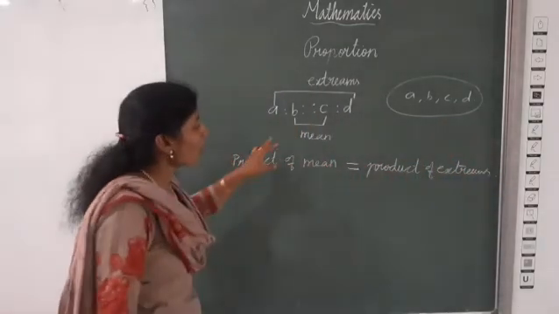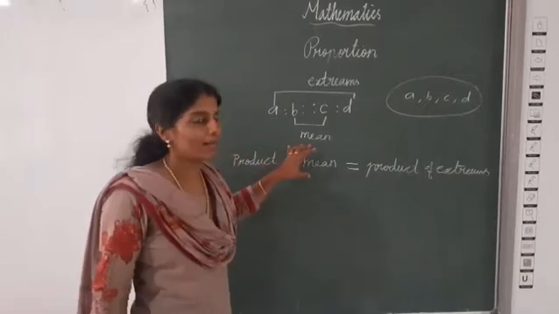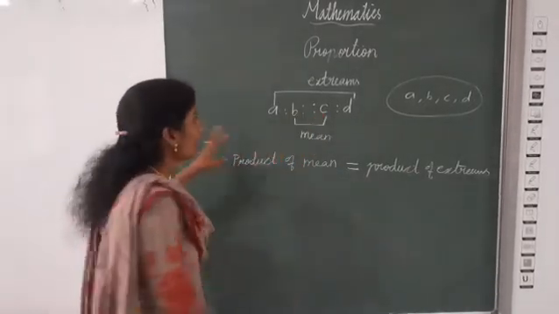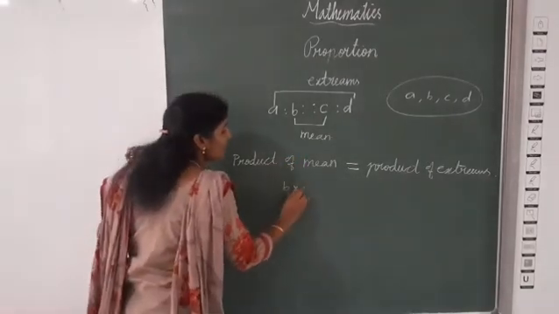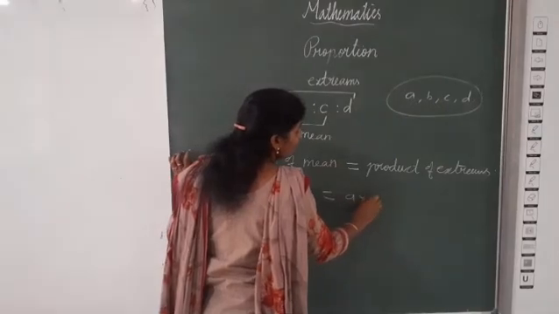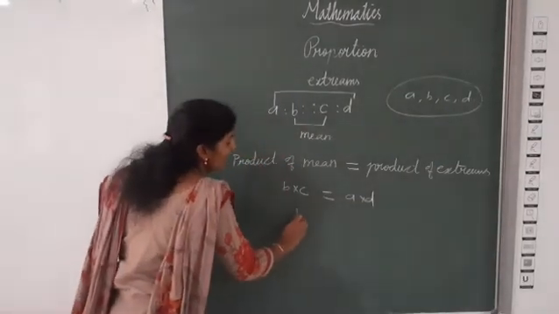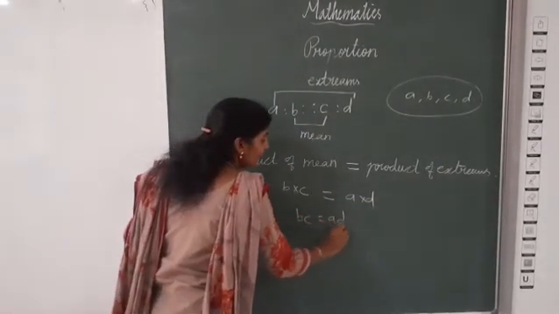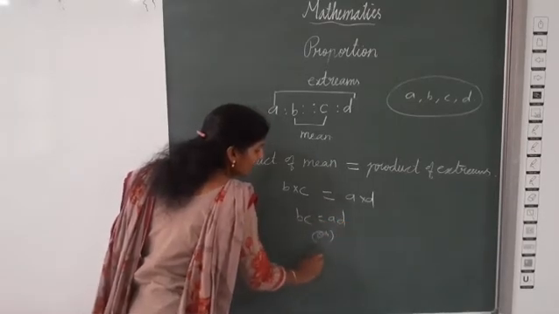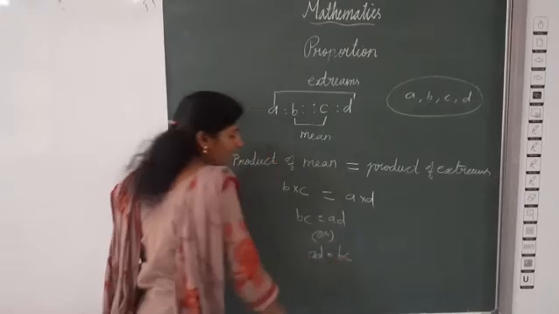Now listen here, what is mean? Product of means means we multiply the mean terms. B cross C, B into C is equal to A into D. So BC is equal to AD, or AD is equal to BC.